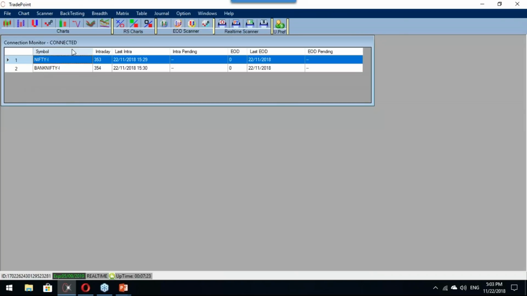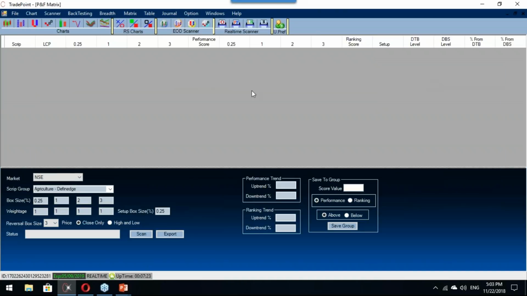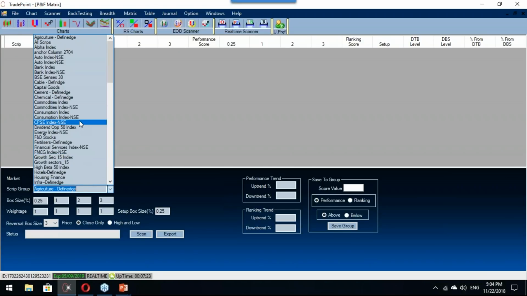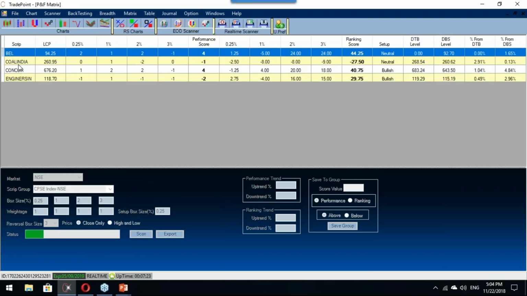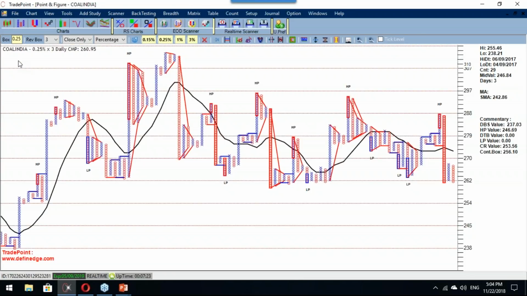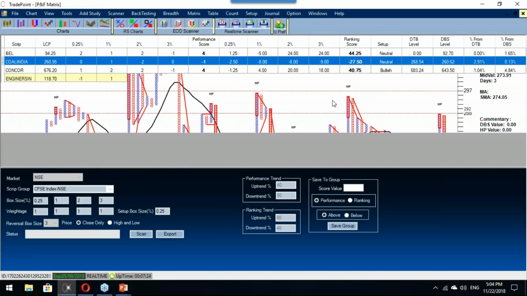So if you look at the matrix we were talking about in the last couple of weeks, we were using this matrix table, right? This matrix table generates the scores based on the individual price chart. If I choose a particular index here and run the scanner, the software is going to look at the individual price chart of the individual instrument or company. So we are looking at the Coal India price chart, we are looking at the pattern, and whether we are in a column of X or O, and then the score is assigned.